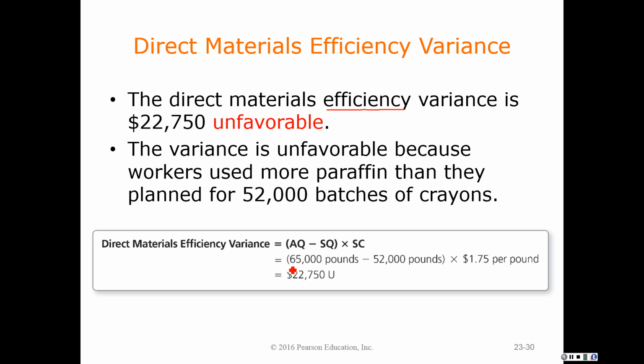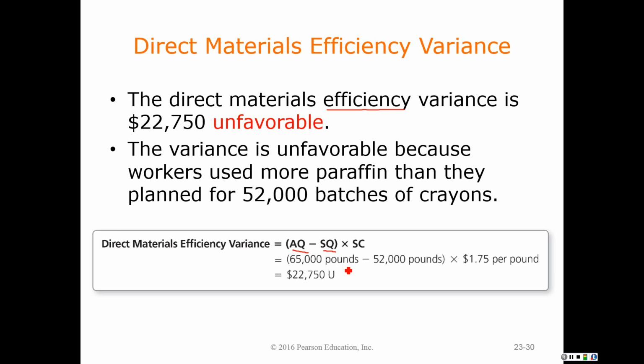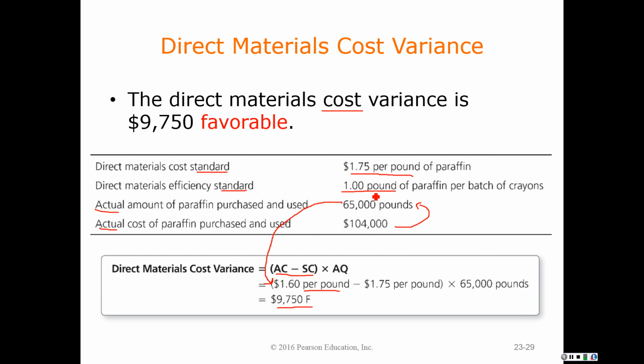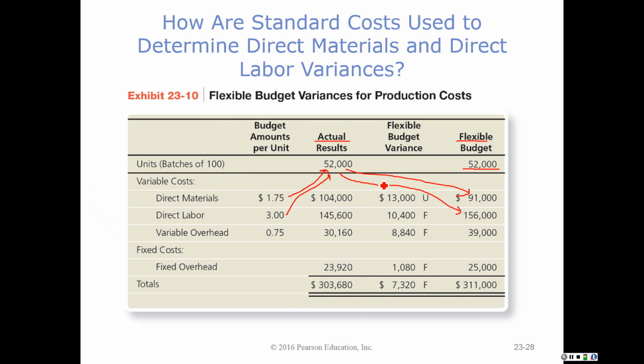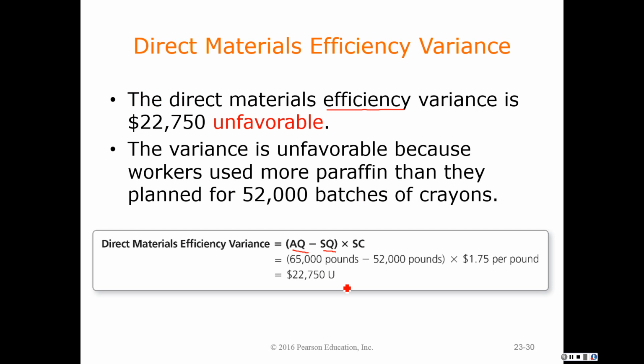With the efficiency, we're talking about the quantity. So how much actual paraffin did I use compared to what I thought I should use? If we remember back to this slide, we purchased 65,000 pounds. So my actual quantity is 65,000 pounds. How much paraffin did I think it was going to take? We said 1 pound per unit, and we manufactured 52,000 units. So 52,000 units, when we think they should take 1 pound each, generates 52,000 pounds as our standard.